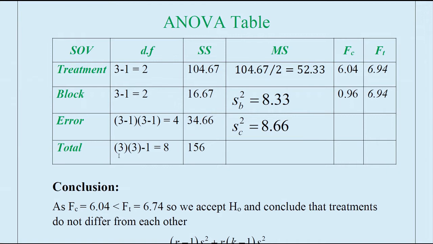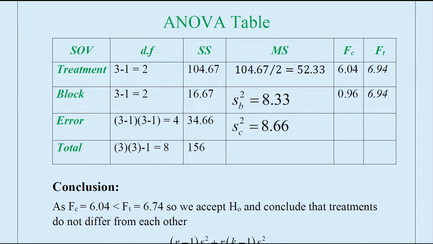Next, total degrees of freedom is RK minus 1, which here is 8. We can also get the error degrees of freedom by subtracting treatment and block degrees of freedom from 8, and the answer is 4. And this is the computed value: 52.33, the mean square for treatment, divided by 8.66, the mean square error. So we got the answer 6.04.